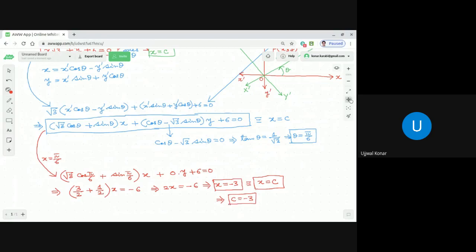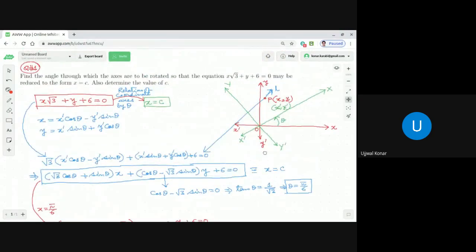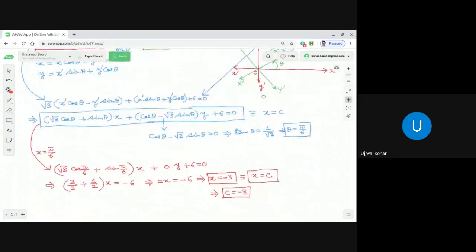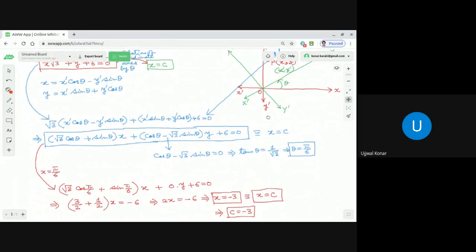Any doubt? Please do let me know the answer. No, sir. Understood, right? So this is the way to approach this particular question. Okay.